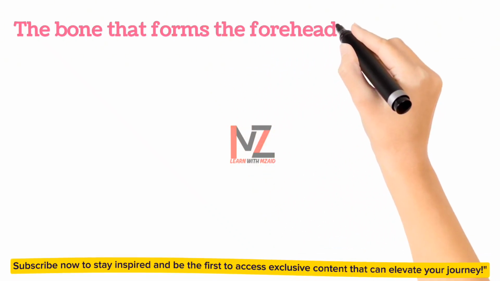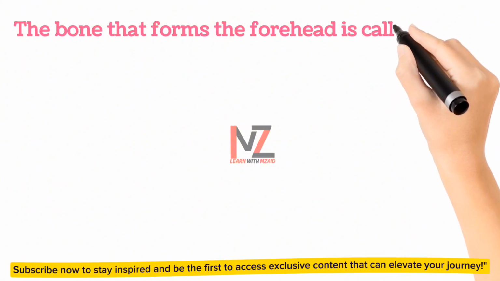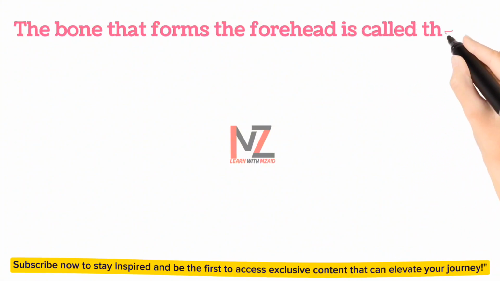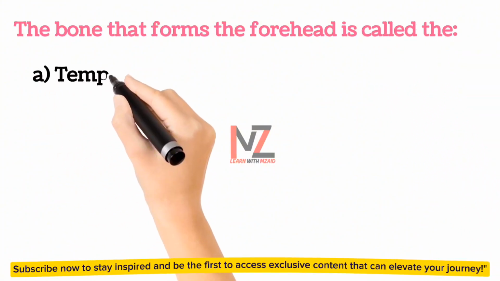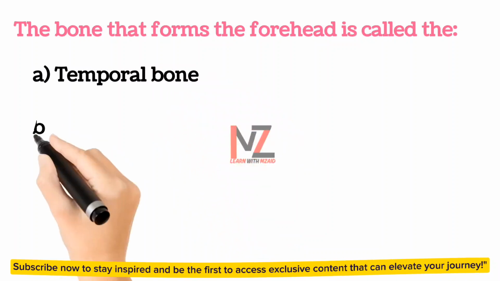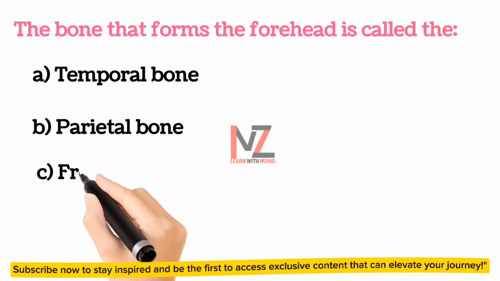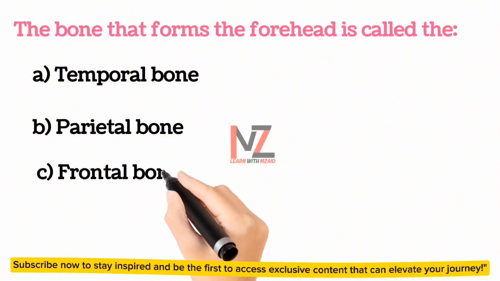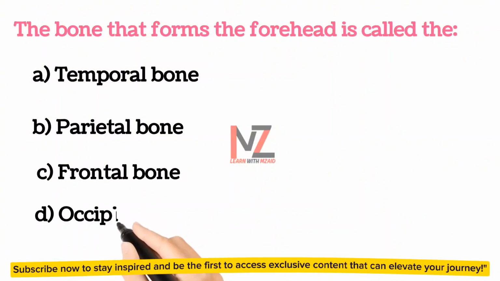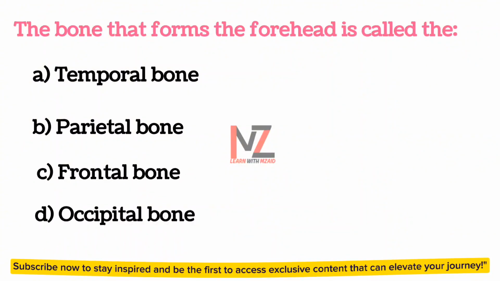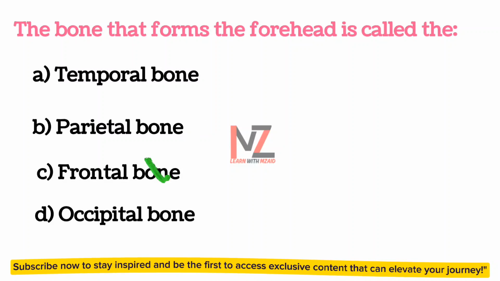And then the next question is, the bone that forms the forehead is called the? Option A, temporal bone. Option B, parietal bone. Option C, frontal bone. Option D, occipital bone. And the right answer is option C, frontal bone.